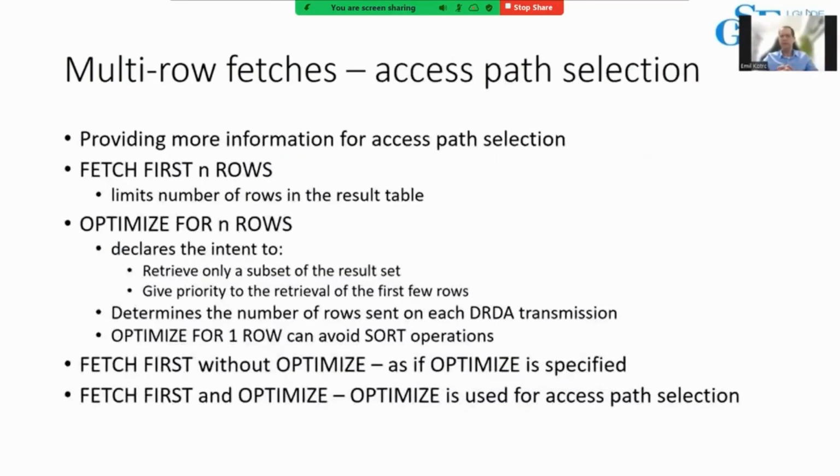And this is just a comment about the access path selection. You're likely aware of FETCH FIRST n ROWS versus OPTIMIZE FOR n ROWS. If you don't mind, I will just skip that to save some time. There is some difference: FETCH FIRST ROWS really limits the number of rows in the result table, while OPTIMIZE FOR n ROWS just declares the intent for the optimizer.